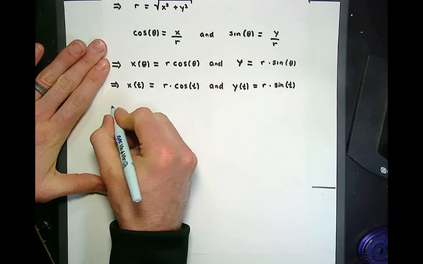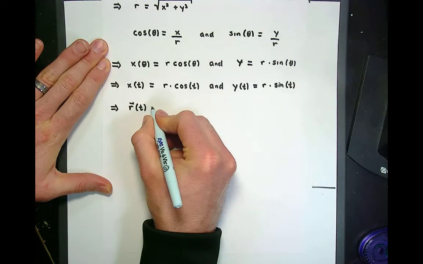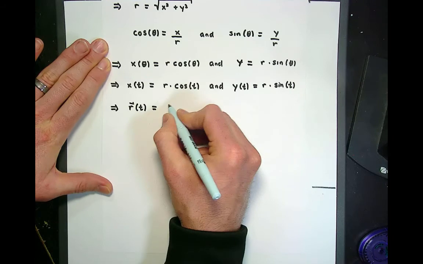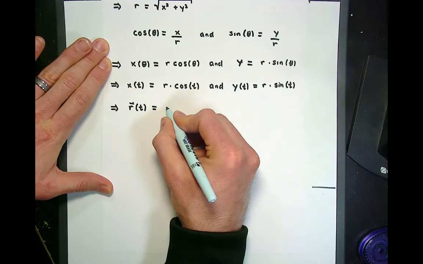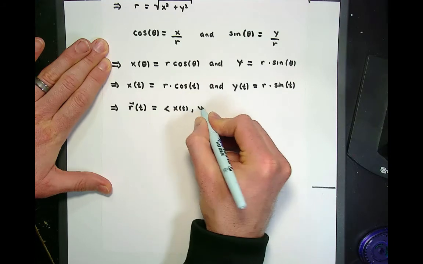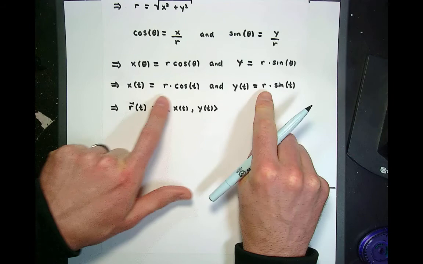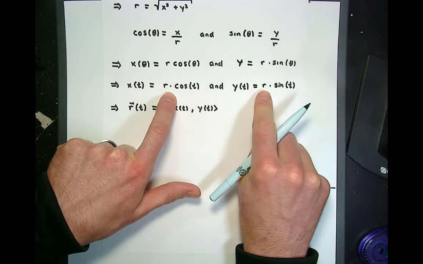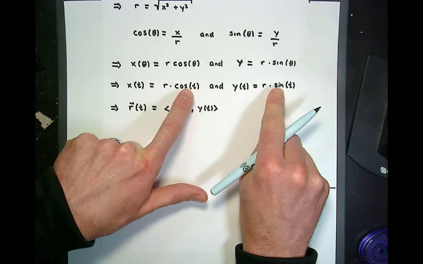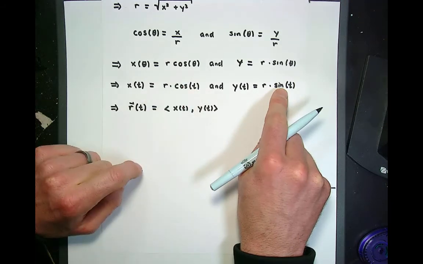Okay, and what this means is that when we look at a vector equation for a circle centered at 0, 0, of course, we have an x of t and a y of t, where these are the equations for x and y, where r is the radius of the circle and t tells you the angle that you're passing through.